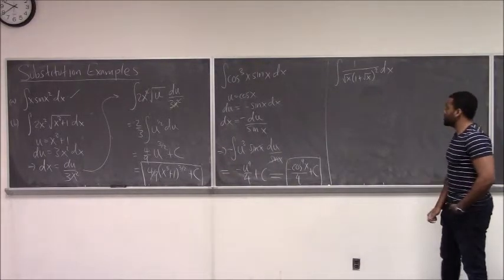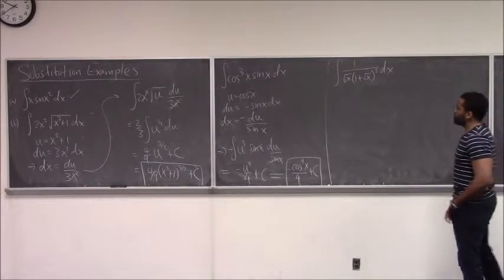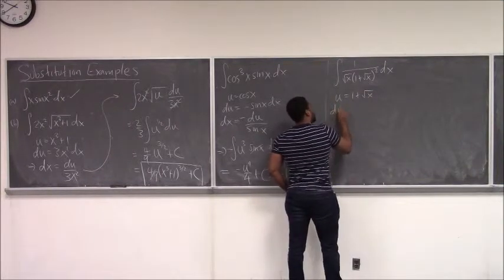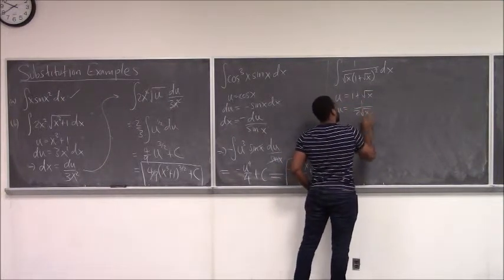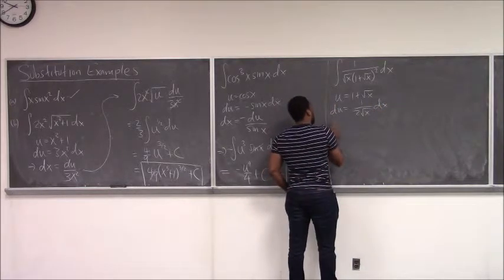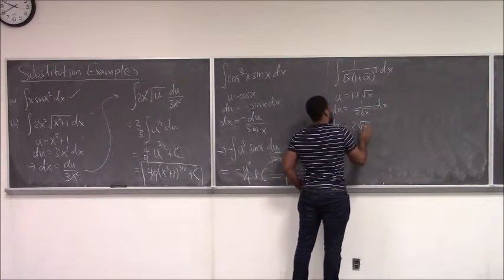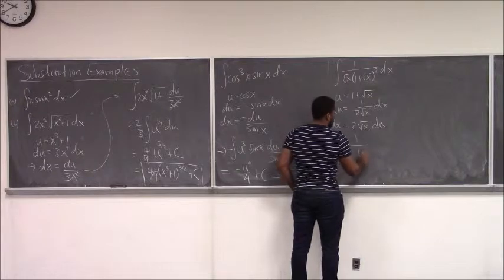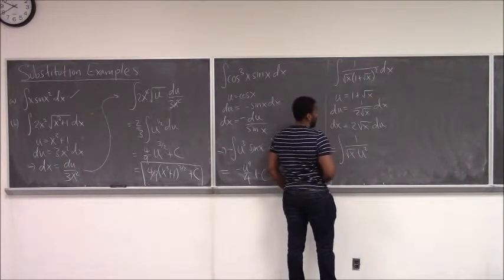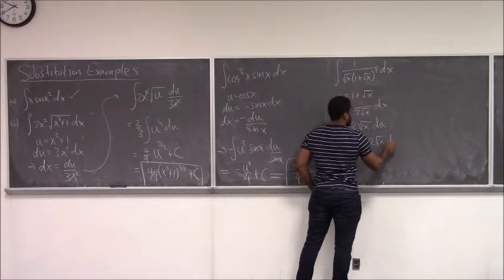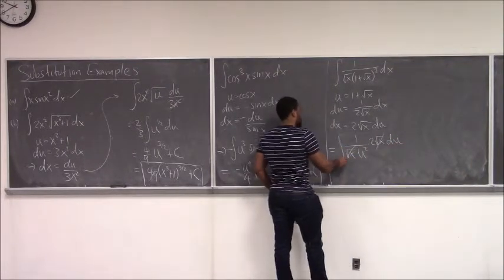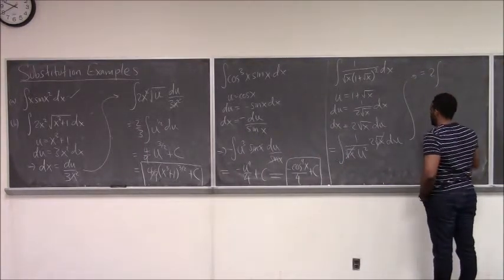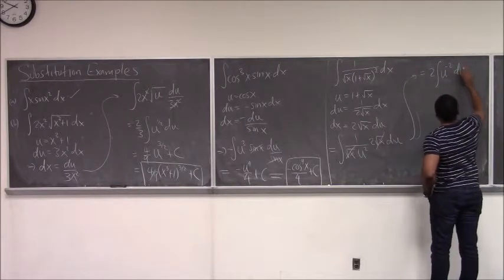What was our substitution here? U should be 1 plus square root of x. U equals 1 plus the square root of x. Our du is 1 over 2 radical x. Solve for our dx. We'll get 2 radical x du. Go here and we plug it in. We have 1 over, well, there's a u squared, there's a radical x that we didn't do anything with, and our dx is 2 radical x du. Radical x cancels. Factor out the 2. This is u to the minus 2 du.